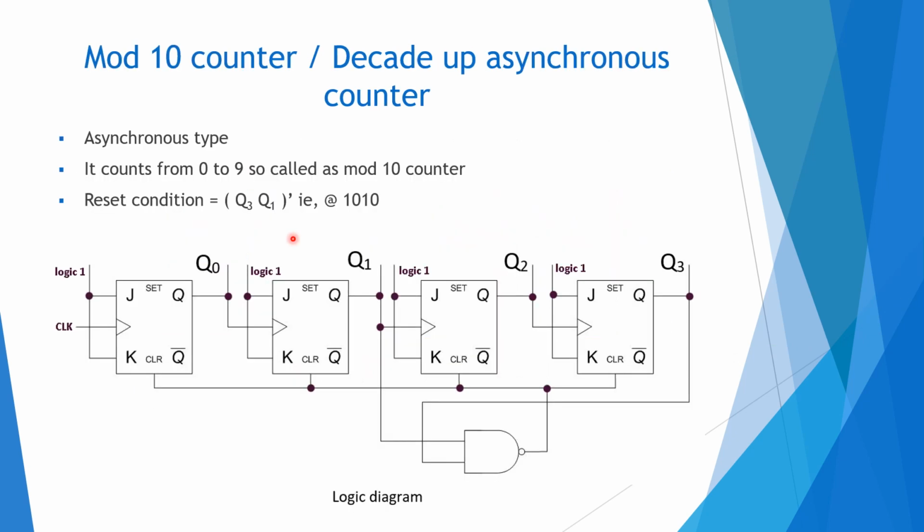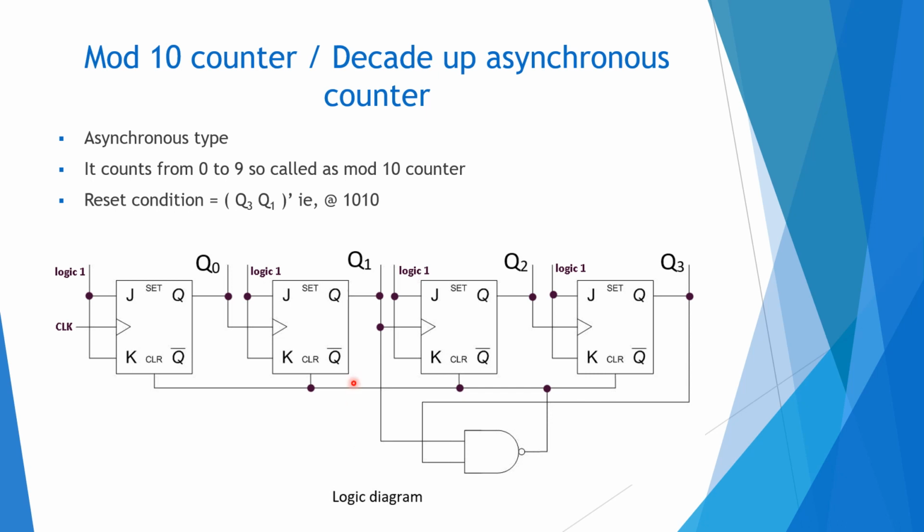So here is a different counter. This is the mode 10 counter, that is, the decade up asynchronous counter. Why is it called decade? It counts from 0 to 9, so it is called a mode 10 counter or decade up asynchronous counter. It is asynchronous type. The clock is not given to all the flip-flops simultaneously, because, as we saw earlier, the flip-flops are cascaded to each other.